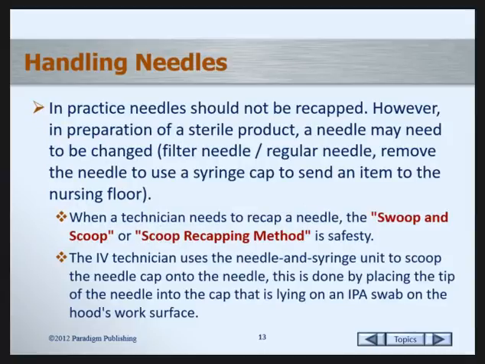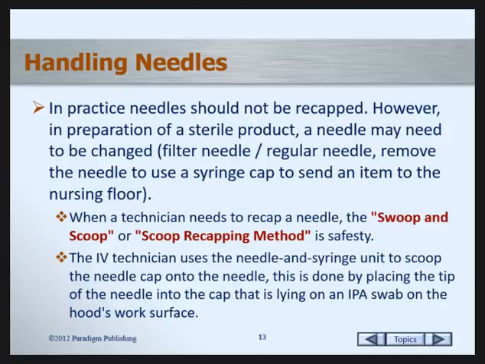Handling needles. In practice, needles should not be recapped. However, in preparation of a sterile product, a needle may need to be changed, such as changing a filter needle and regular needle, or removing the needle to use a syringe cap to send an item to the nursing floor.